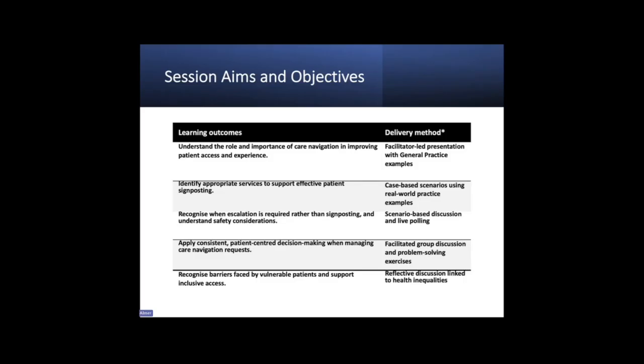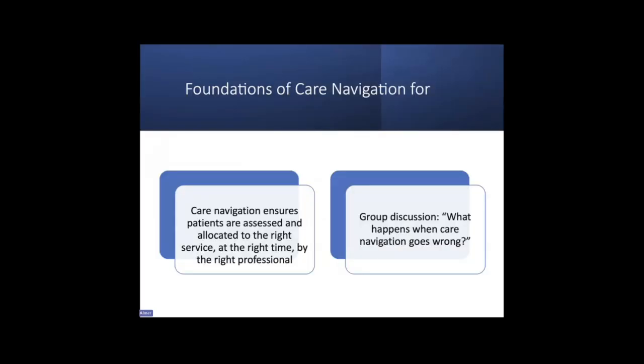Very importantly, it is about identifying when to escalate. What are those points where you think, I can't send them to a pharmacy, I can't just send them off somewhere, someone needs to actually see this patient. It's in their best interest to be seen today. So: when to escalate, making decisions, and looking at some of the barriers we face with very vulnerable patients. How can we make access very inclusive so that we're being fair, equal and just to everybody? Care navigation ensures that patients are assessed and allocated to the right service at the right time by the right professional.